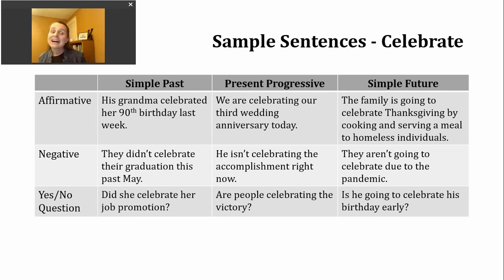I can make a sentence negative in the simple future by inserting not after my be verb. Let's look at an example. They aren't going to celebrate due to the pandemic. Finally, I can make a yes or no question in the simple future by starting with a be verb. Then I'll have my subject, then going to, and then the base verb. Is he going to celebrate his birthday early?